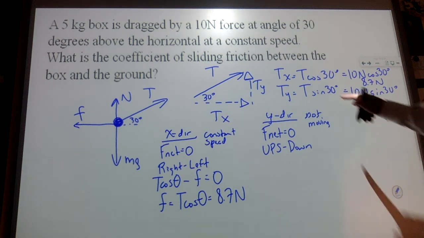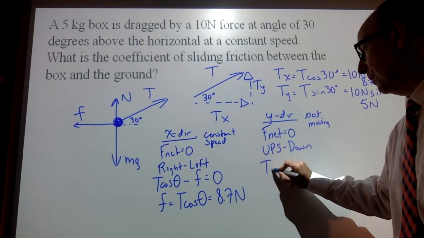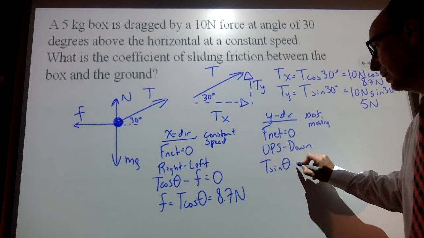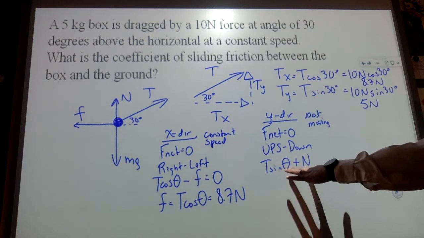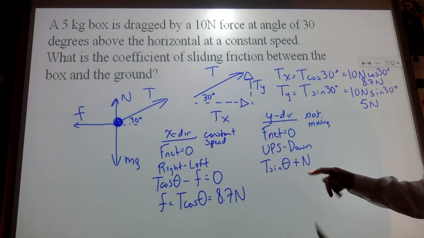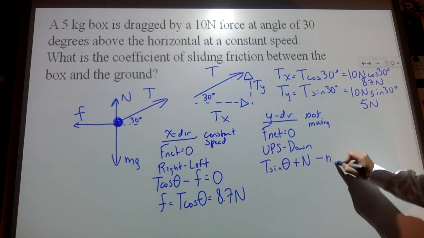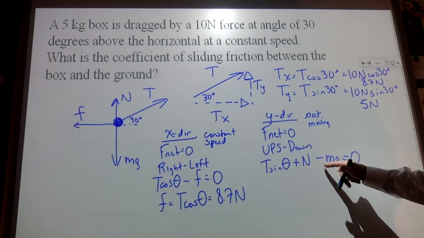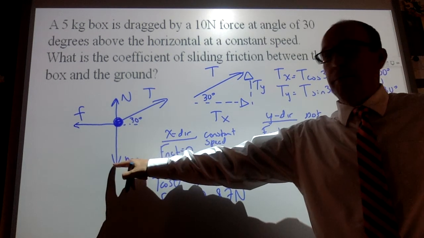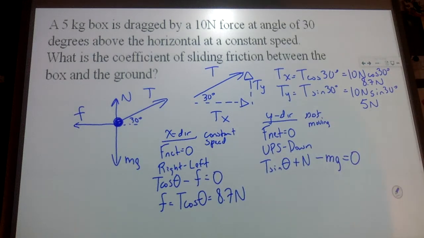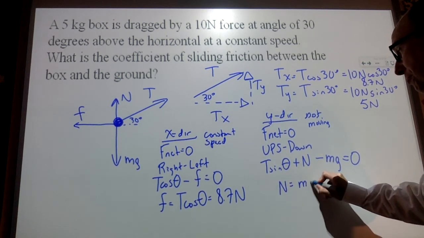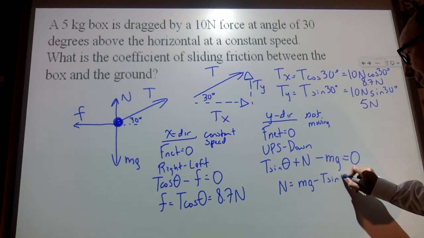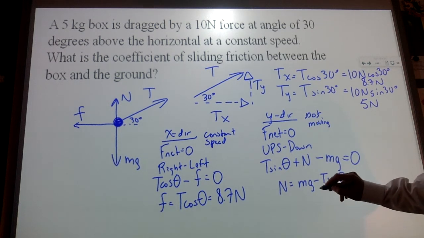I have two ups. I have T sine of 30 and I have N. Both of those are acting up, so I'm going to make them positive. So that's going to be T sine of theta plus N. I have one down, which is mg. That's why I made this a bigger arrow, because there's two arrows that balance it, even though one of them is fictional and isn't allowed on our free body diagram. All right, so N is going to be equal to mg minus T sine of 30.